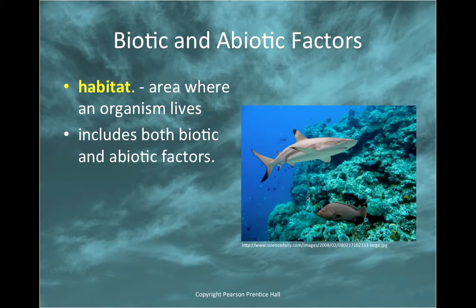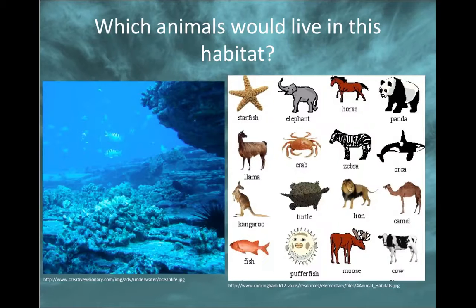So when we're talking about biotic and abiotic factors, we're also going to talk about the word habitat. And a habitat is basically just the area where an organism lives. As you can see in that picture on the right there, that's obviously a marine habitat. Those organisms that live there are going to be ones that live in the water. So whether it's corals, fish, shrimp, plankton, organisms like that. And this is going to include both the biotic and abiotic factors.